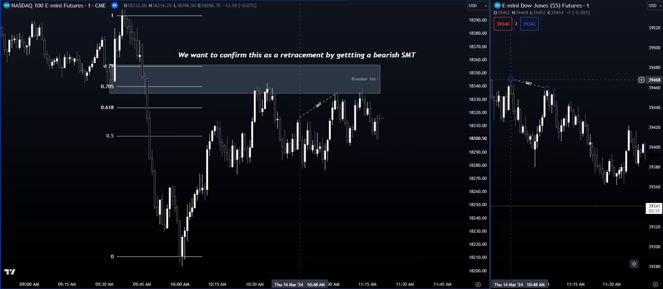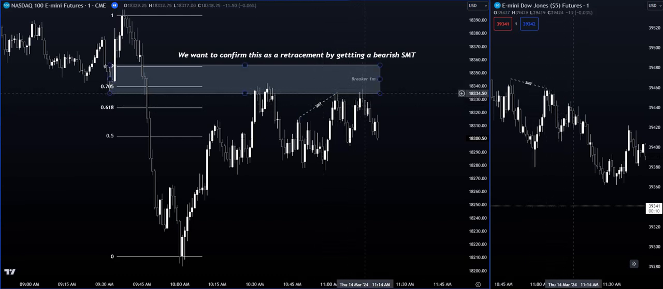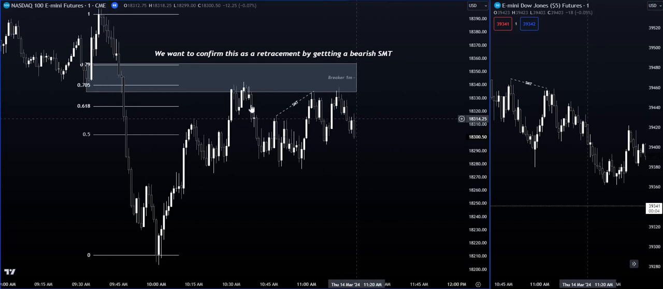Where do we have it? Right here. NASDAQ created a higher high. Dow Jones, also known as US 30, created a lower high. So we created a lower high on Dow, and we created a higher high on NASDAQ. Same thing here, created a higher high on NASDAQ, created a lower high on Dow. So those are both SMTs right there on the 1 minute.